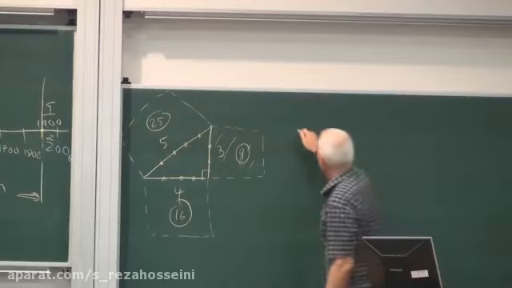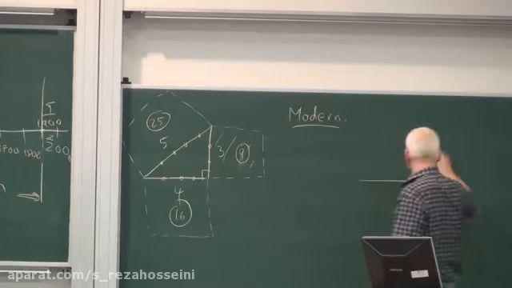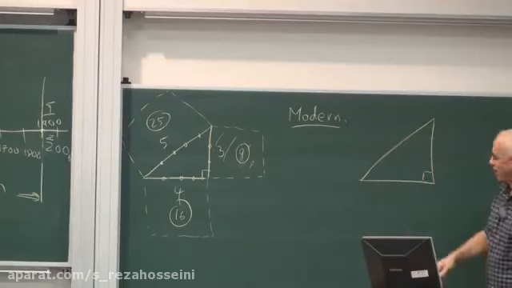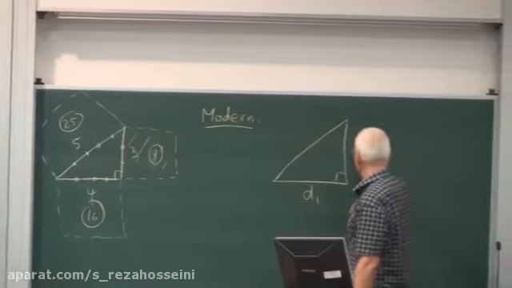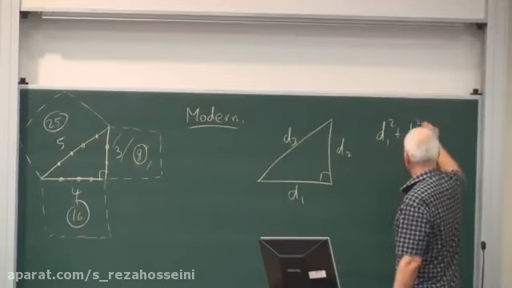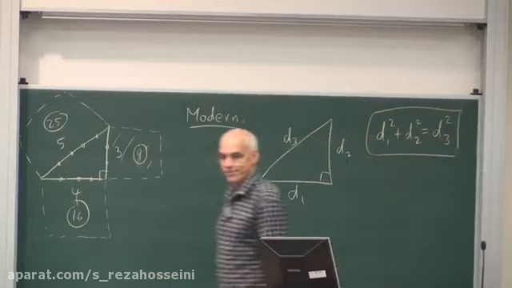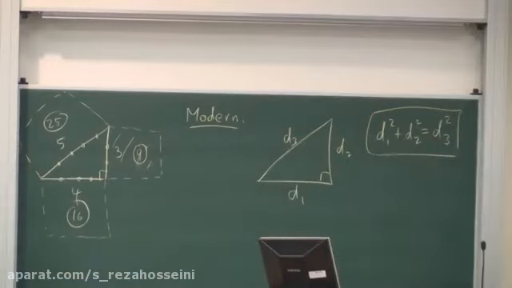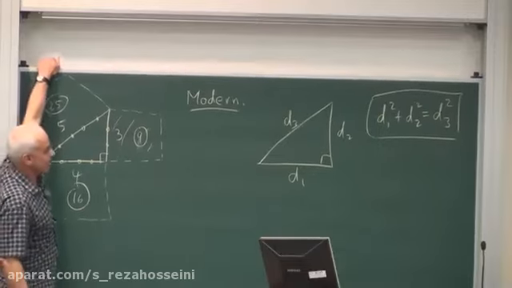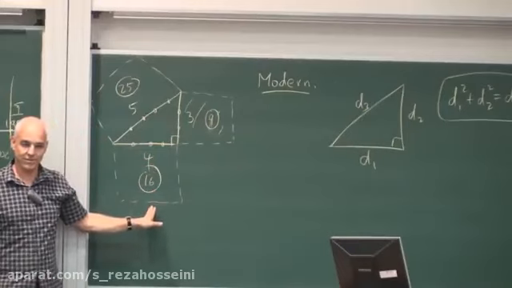So these days, the modern formulation is to say, all right, we have a right triangle with side lengths d1, d2, d3, then d1 squared plus d2 squared equals d3 squared. But that's not actually the way the ancient Greeks thought about the theorem. The ancient Greeks thought about the theorem not in terms of lengths, but rather in terms of areas. Okay?